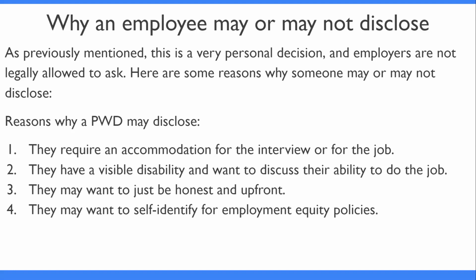So some reasons why a person may disclose to you is that they require an accommodation for the interview or for the job. They may have a visible disability and they want to discuss their ability to do the job. So for a lot of folks with visible disabilities, they just want to make sure that it's really clear that even though they have this disability that you can see, it's not going to affect their ability to do the job. They may just want to be honest and upfront about their disability.